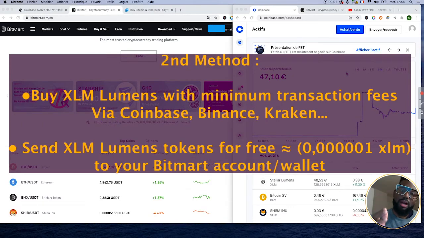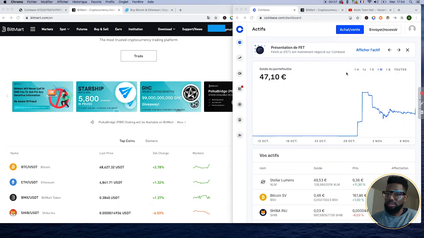Okay, now I'm going to send from my Coinbase account, my Coinbase wallet, Stellar Lumens token to my Bitmart account. Stellar Lumen to Stellar Lumen. Don't send USD. If you want, you can send USDT to USDT, but the USDT charges are very expensive.